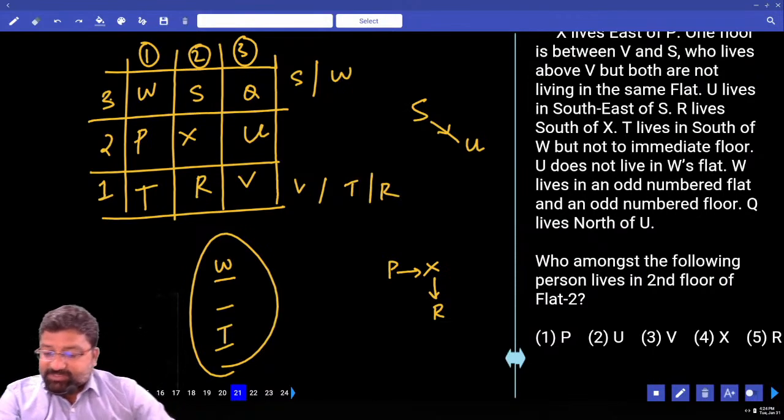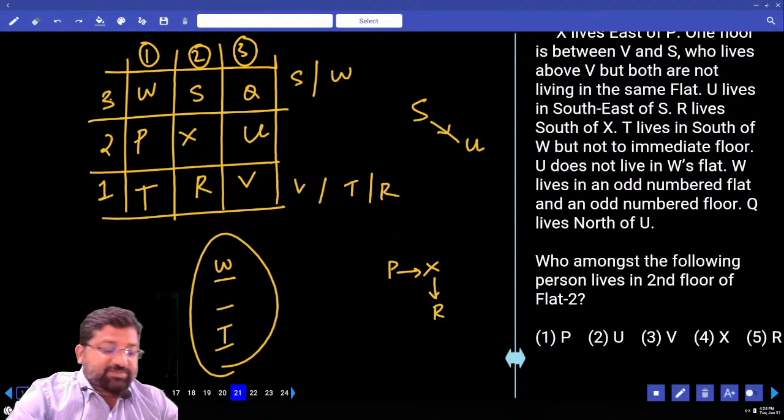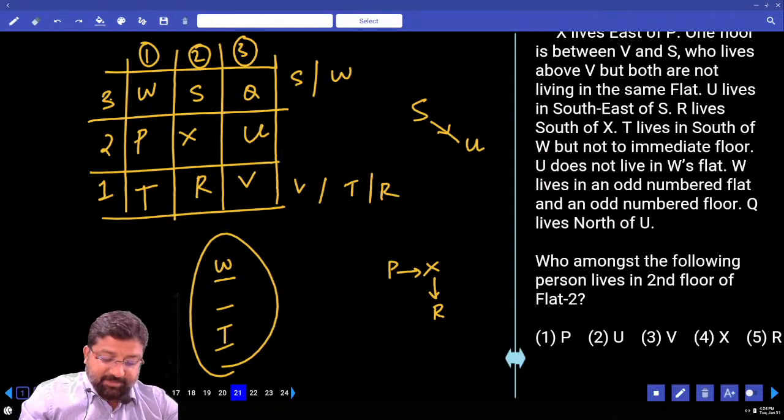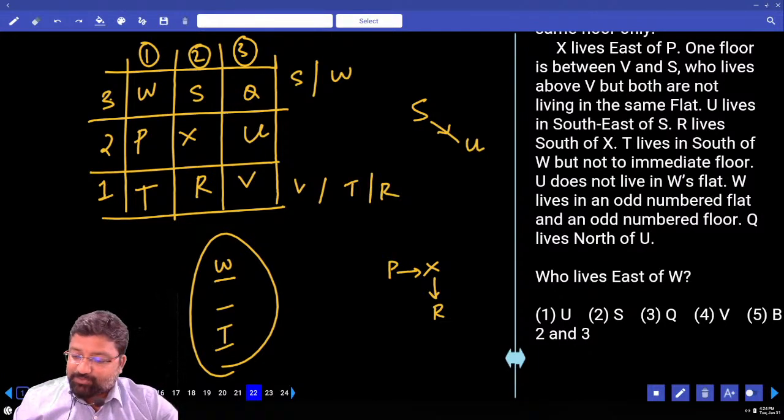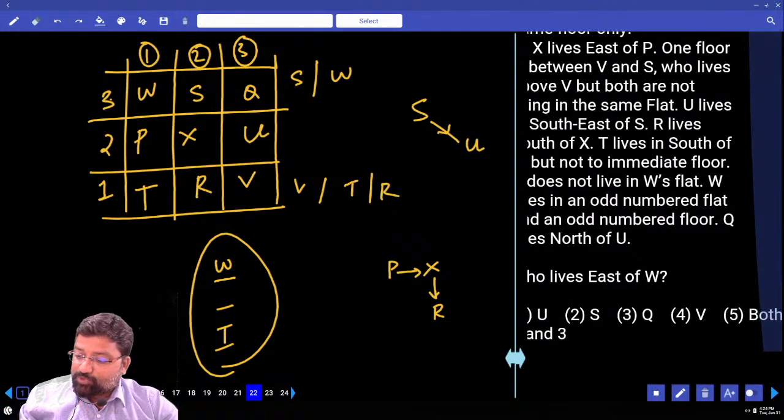Who amongst the following persons lives on the second floor, flat 2? Second floor, flat 2. X. 22. Who lives to the east of W? East of W I can take 2 people, S and Q. Do you have S and Q in the options? Yes. We'll go for the fifth option, both 2 and 3.